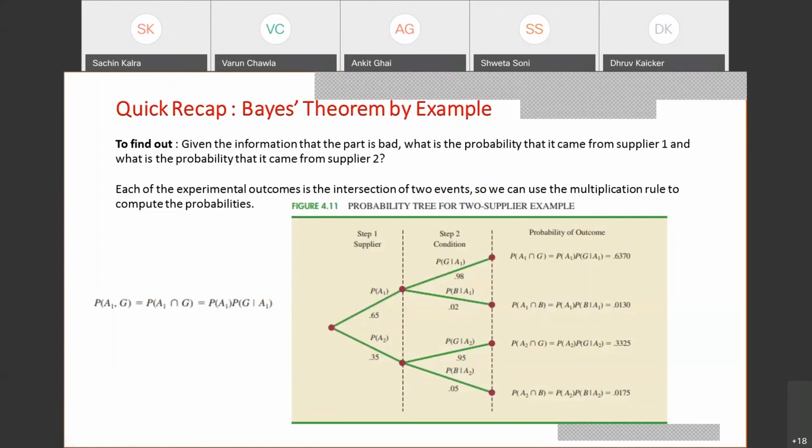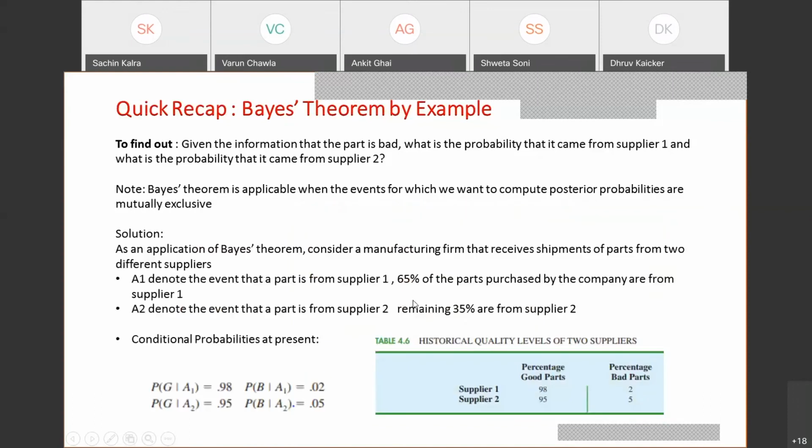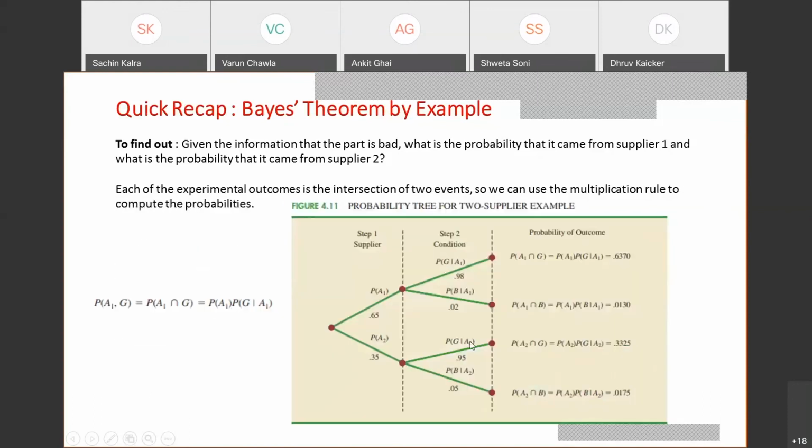Okay. So let's suppose the part is from supplier 1; the part can be good or the part can be bad. Part good is 98%, we just saw, and bad is 2%. Similarly, 95% and 5% for supplier 2. We had one more piece of information we saw: 65% from supplier 1, 35% from supplier 2. So we put this information here as well.